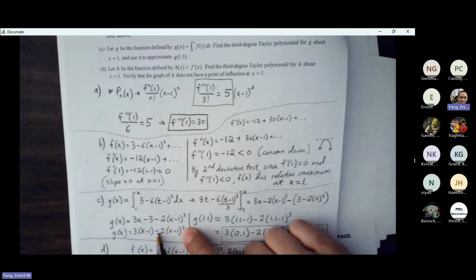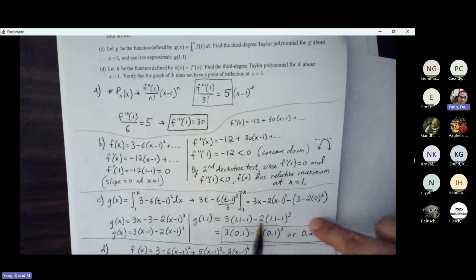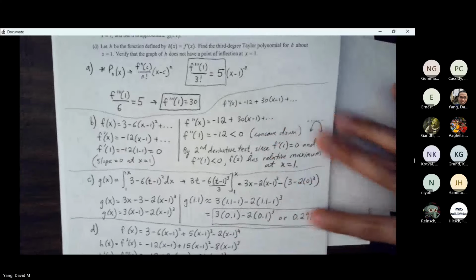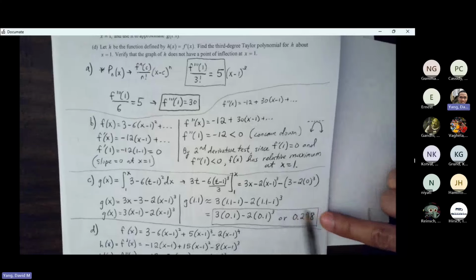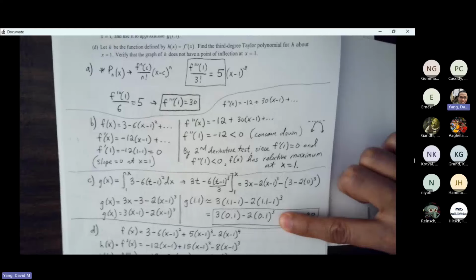Once I have my g of x equation, I'm going to use it to approximate g of 1.1. So plug 1.1 in. Now, this is without a calculator, so you can leave your answer in this form. You probably don't want to spend your time trying to clean that up. Just leave it in your unsimplified form.